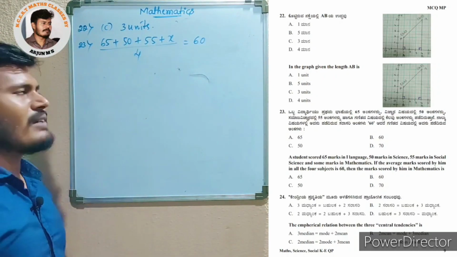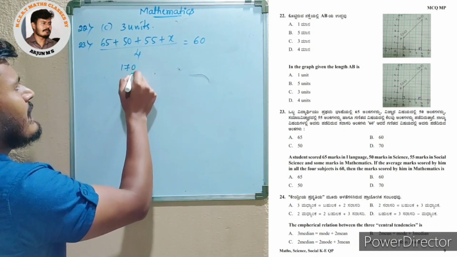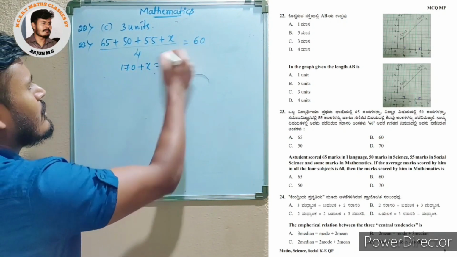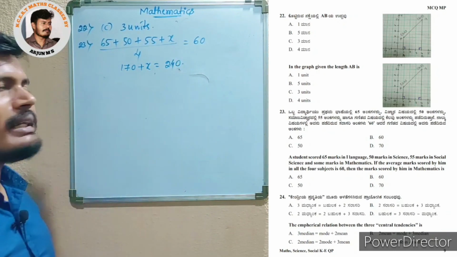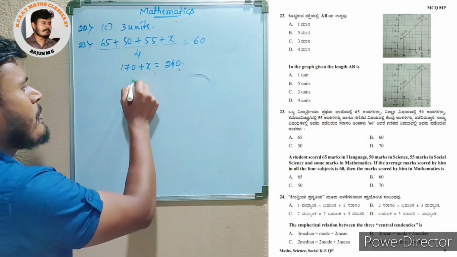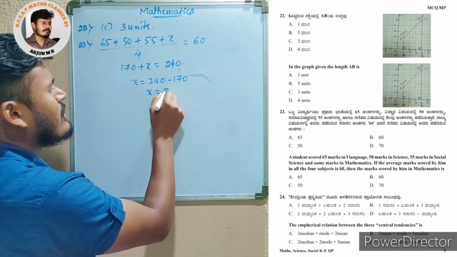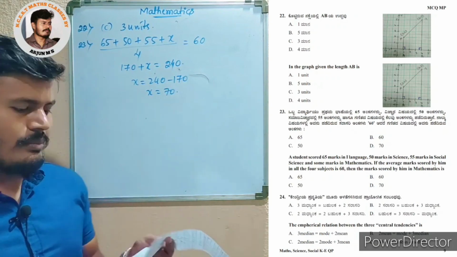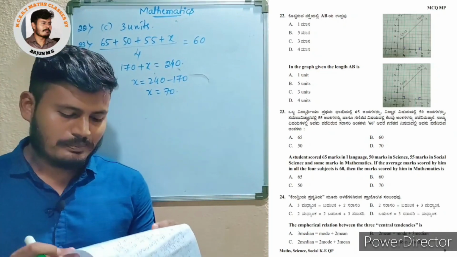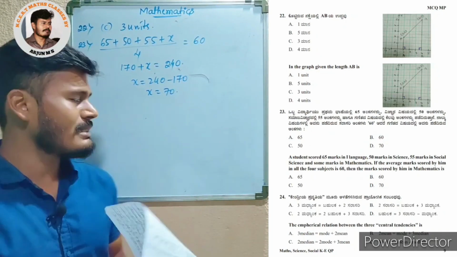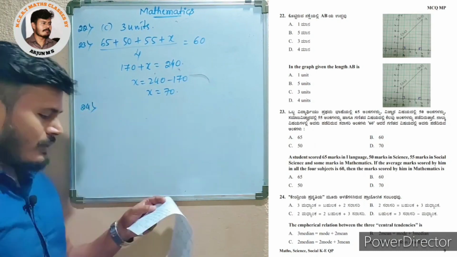50 plus 55 is 105, 105 plus 65 is 170, plus X, which is equal to 240, right? 60 into 4 is 240. Then, transposing 170 to the RHS, we get X is equal to 70. So he scored 70 marks in mathematics. So option D is correct, 70 is the answer.